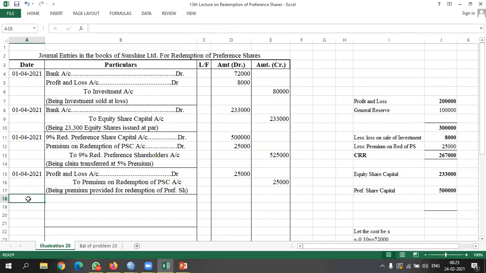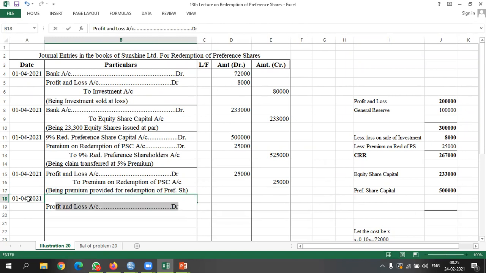Next entry will be creation of CRR. For creating CRR, we will write profit and loss account debited, general reserve account debited to capital redemption reserve account.